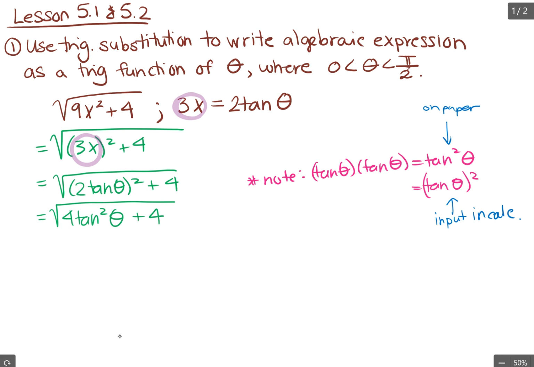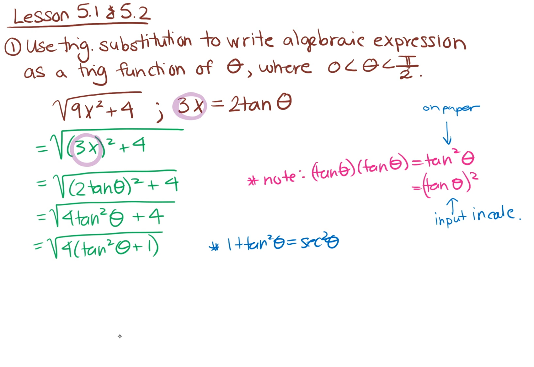All right, so continuing on with our simplifying, we're going to factor out the 4, so square root of 4 times tangent squared of theta plus 1. Now I'm going to use my identity. So an identity that I know is that 1 plus tangent squared of theta is equal to secant squared of theta. So I can substitute that tangent squared plus 1 with my identity. So now I have the square root of 4 secant squared of theta.